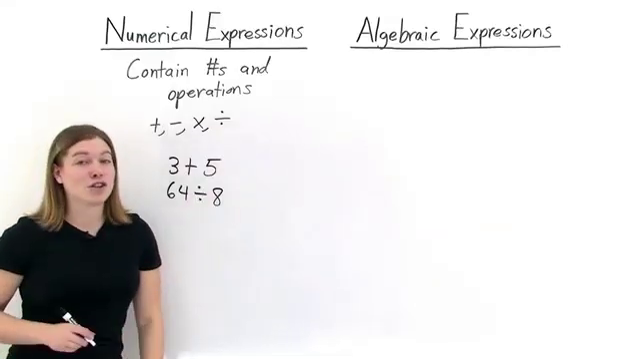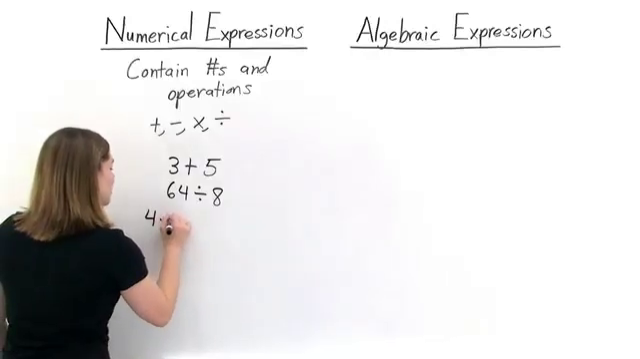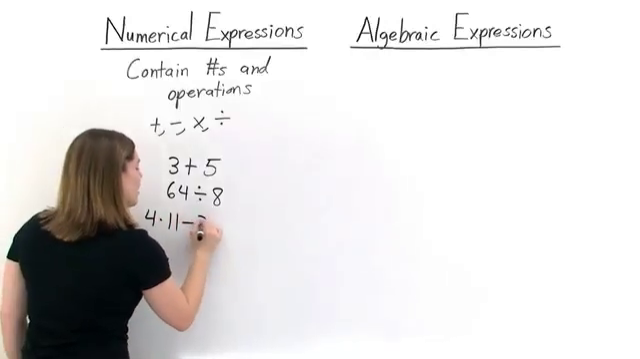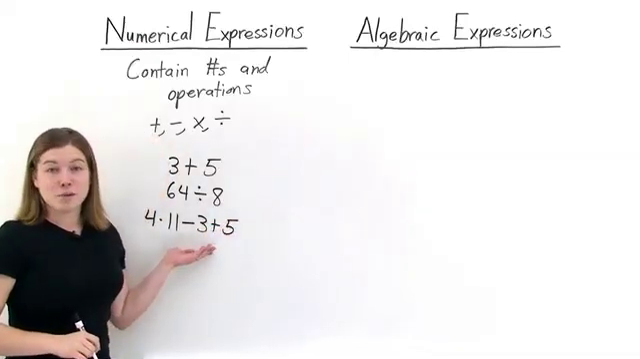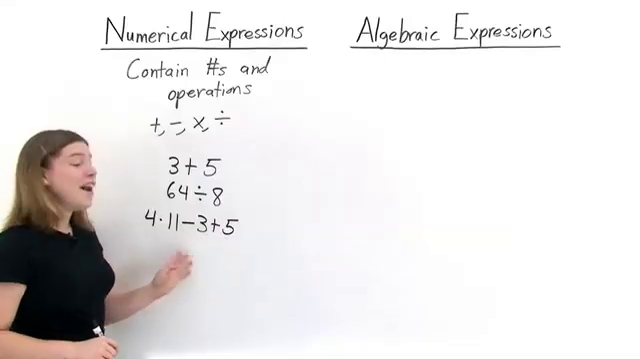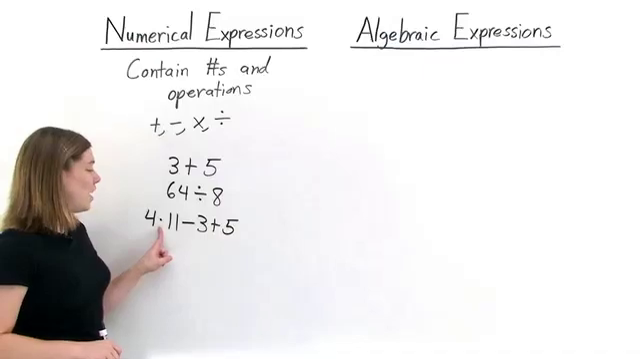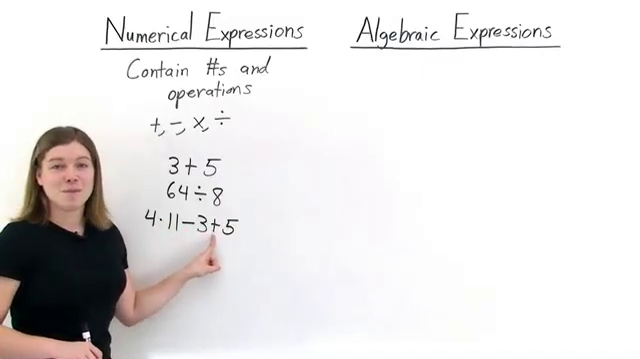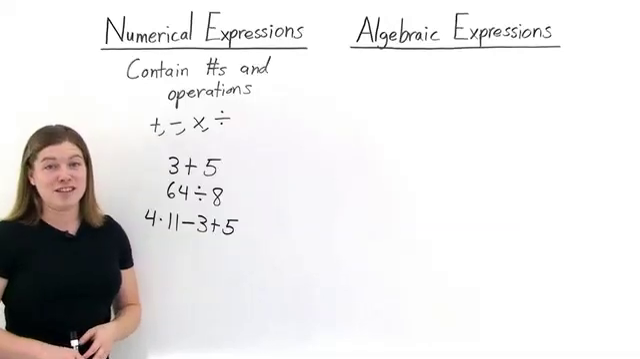Now, numerical expressions are not just limited to having one operation. They can have multiple operations. So if we have 4 times 11 minus 3 plus 5, this is also a numerical expression. It has numbers and it has at least one operation. Here it actually has 3: multiplication, subtraction, and addition. To solve a numerical expression like this one, you would need to use the order of operations.